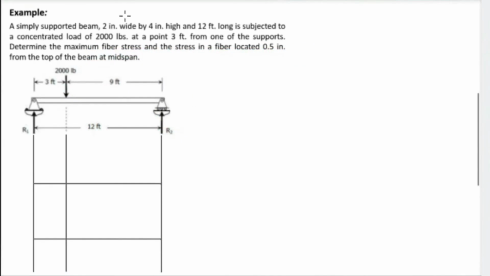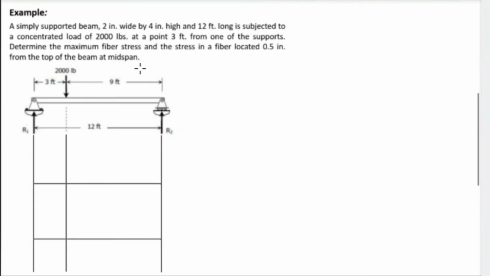Example: a simply supported beam 2 inches wide by 4 inches high and 12 feet long is subjected to a concentrated load of 2,000 pounds at a point 3 feet from one of the supports. Determine the maximum fiber stress and the stress in a fiber located 0.5 inch from the top of the beam at midspan.